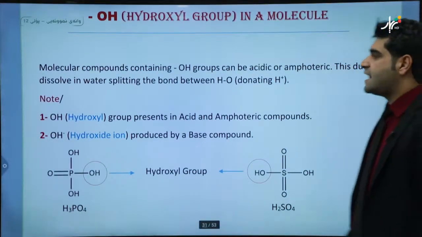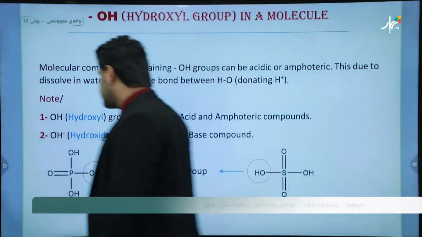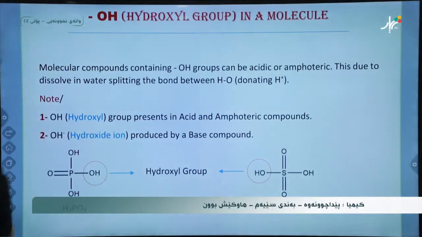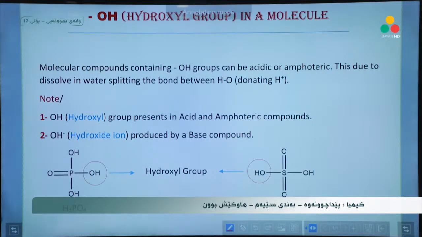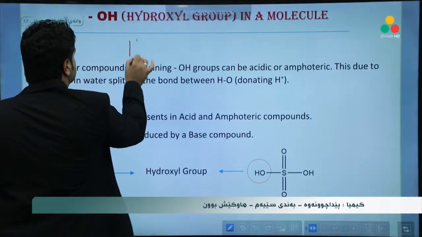Now we have the hydroxyl group. What is the hydroxyl group? Actually, we've learned about the hydroxide group. Look.